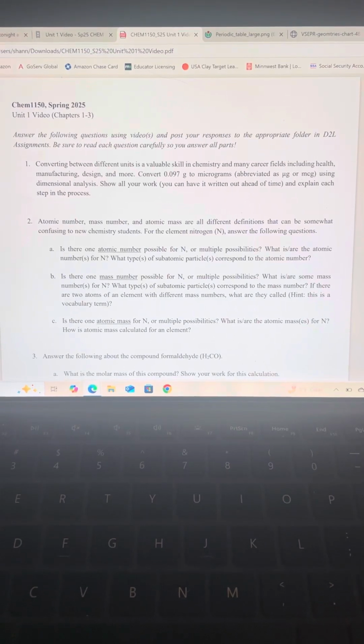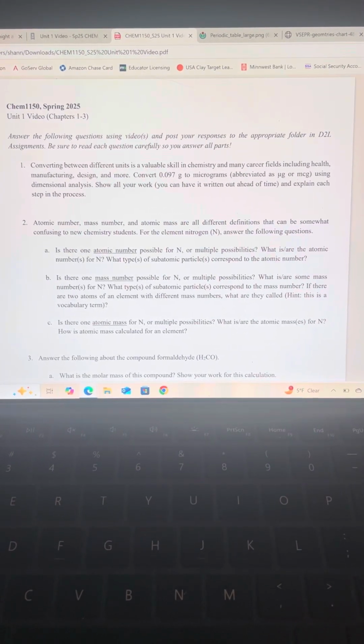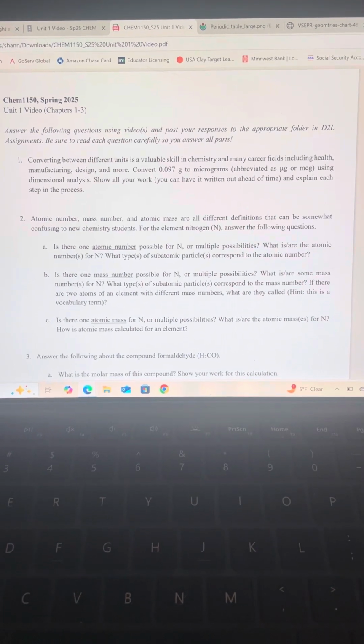Is there one atomic mass for nitrogen or multiple possibilities? What is the atomic mass for nitrogen? How is atomic mass calculated for an element?